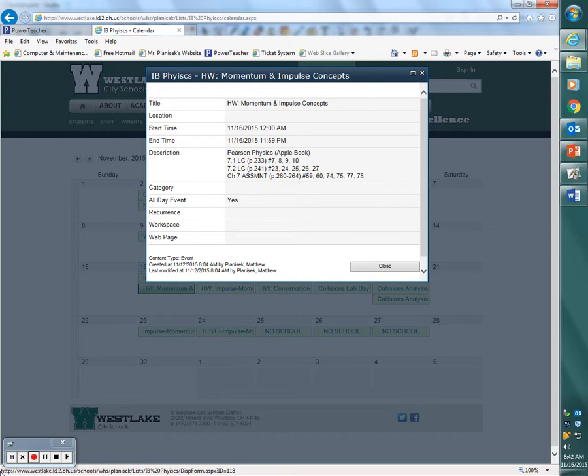Wait, is this tomorrow? Yeah, we're going to do that tomorrow. So if you don't usually bring your smartphone with you, bring your smartphone with you tomorrow.